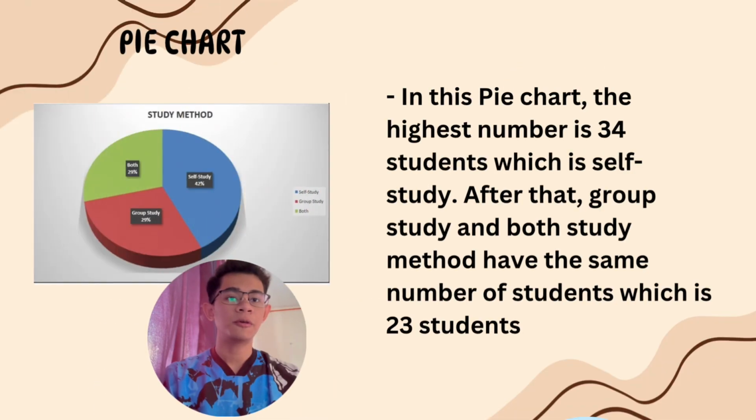This is the pie chart for study method. In this pie chart, the highest number is 34 students, which is self-study. After that, group study and both study methods have the same number of students, which is 23 students.